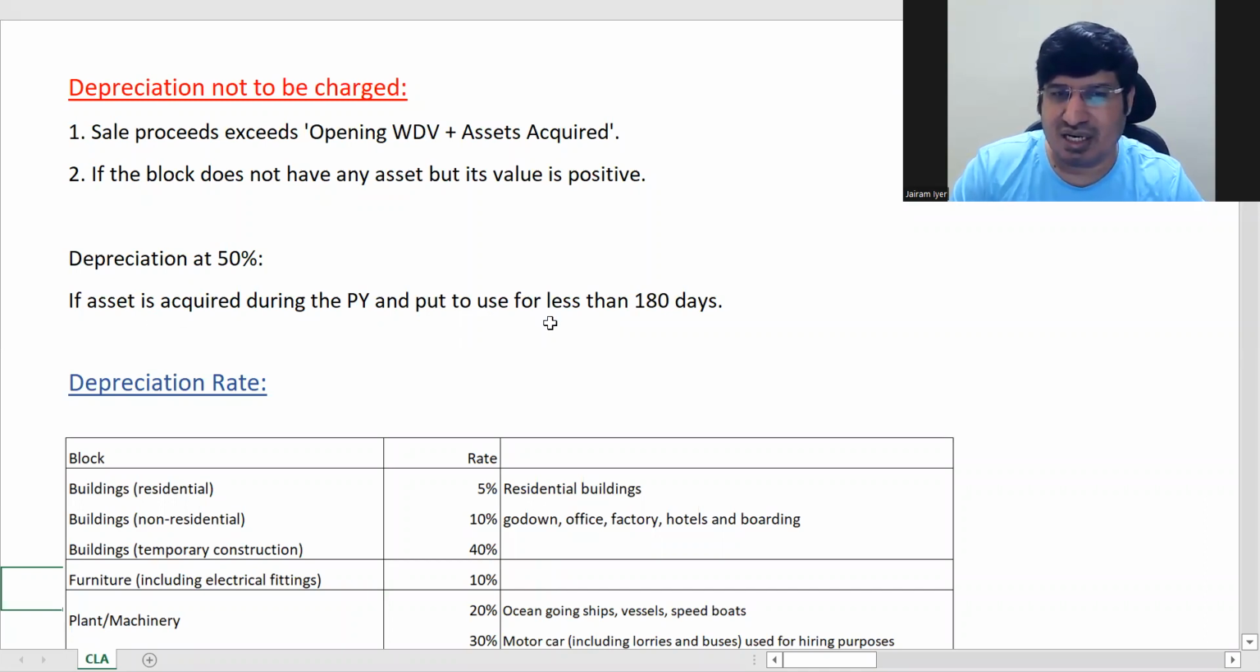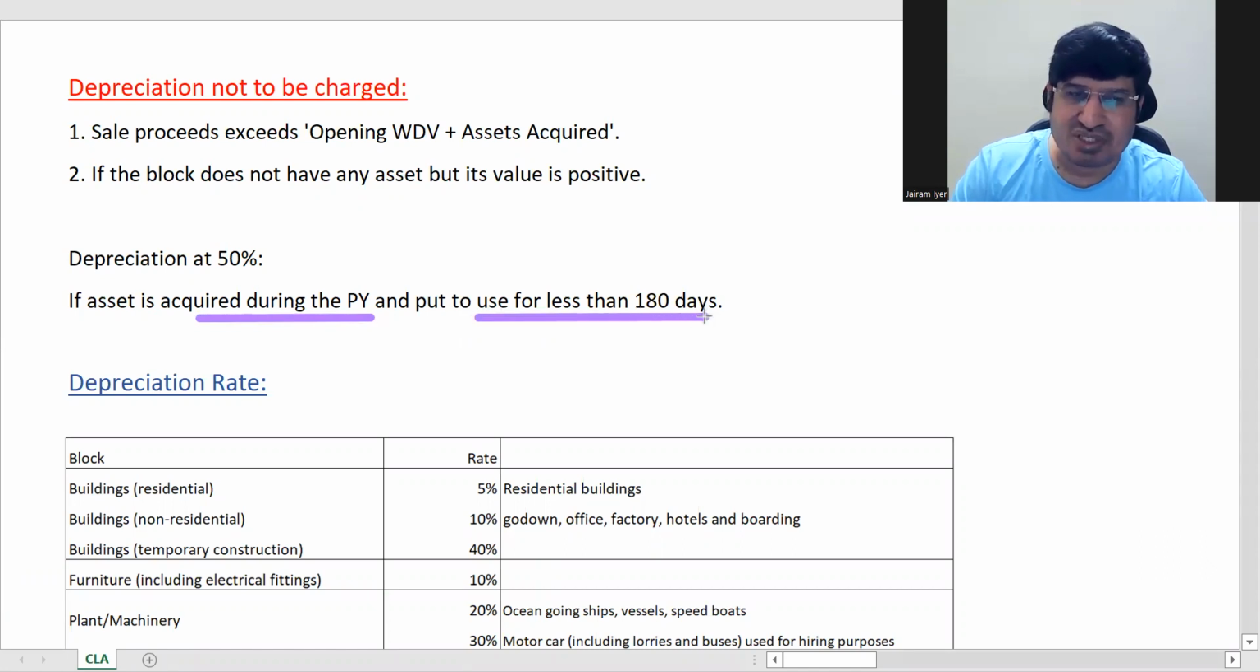Asset is acquired in the previous year and put to use for less than 180 days, then depreciation will be 50%. But if it is acquired in the year before the previous year, then in the previous year it can be put to use on any day, even on the last day of the previous year, still you will get 100% depreciation.